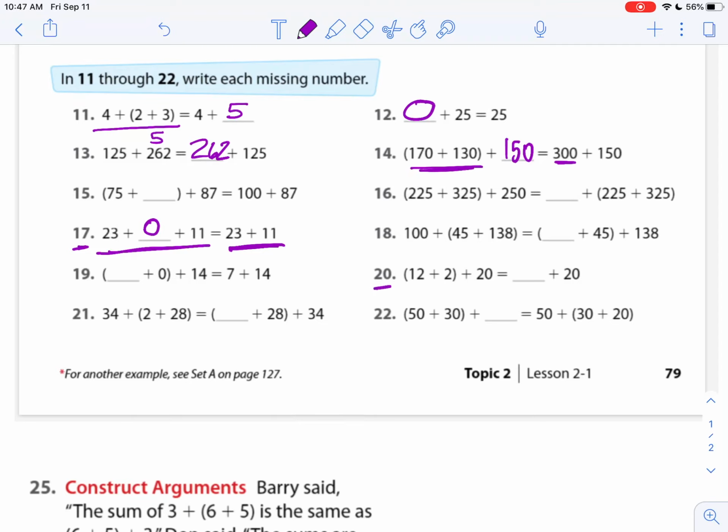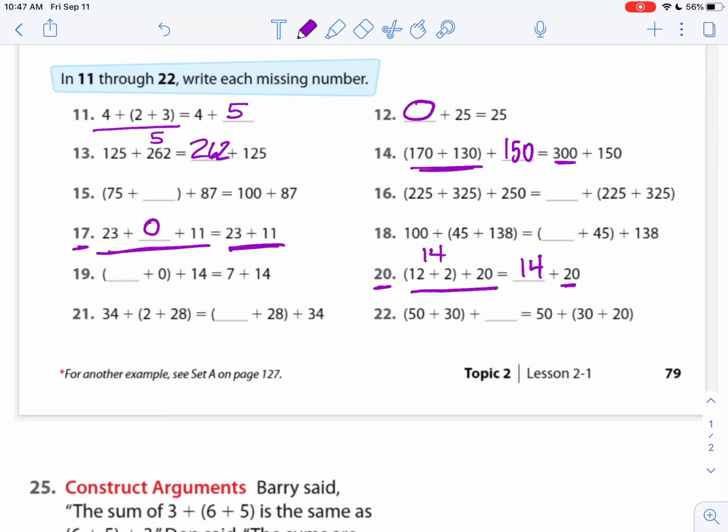All right, let's go down to number 20. 12 plus 2 plus 20. So 12 plus 2, that's 14. I have 20 over here. So I would put 14 right here. Basically, you're trying to get the same amount on both sides, but remember, numbers are flexible. Like we did in our small group, I could take 5 and 0, or I could take 4 and 1, or I could take 3 and 2. So I've got to be able to pull those numbers apart and put them back together where it makes it easiest for me to work with them.